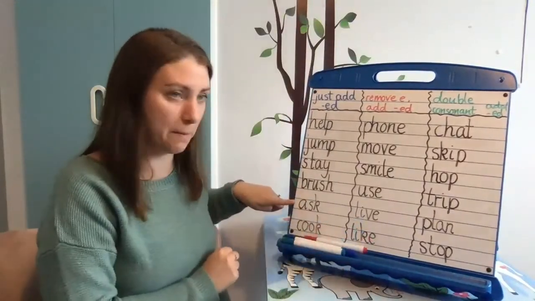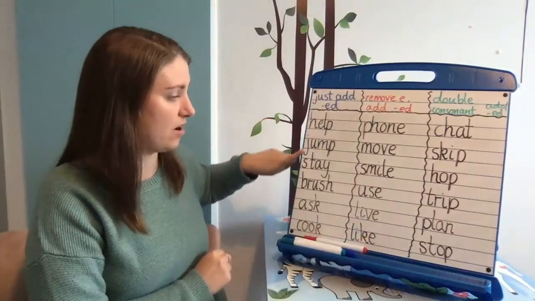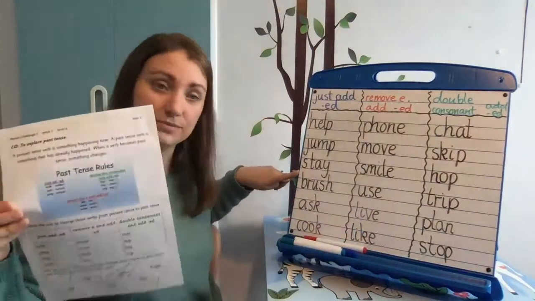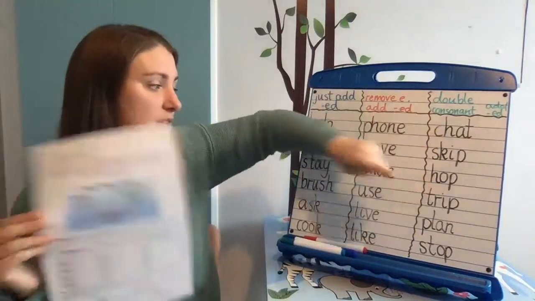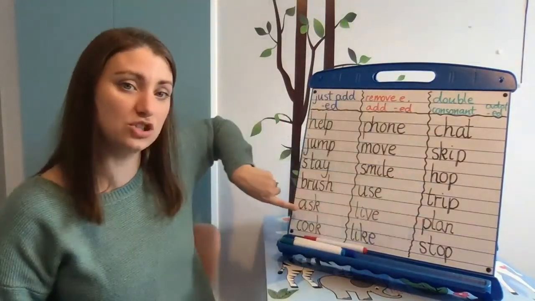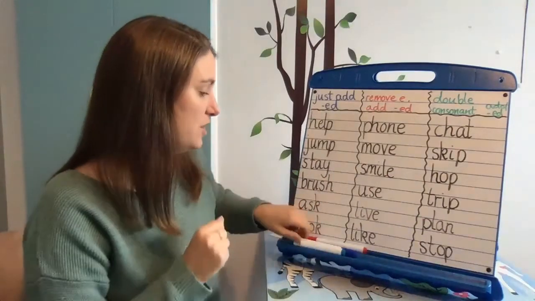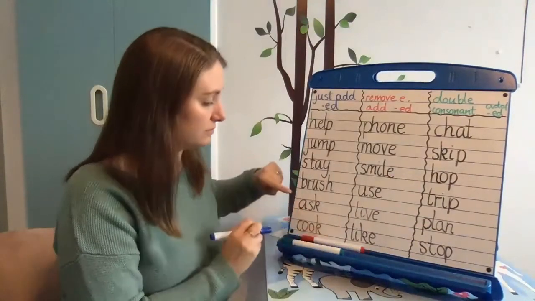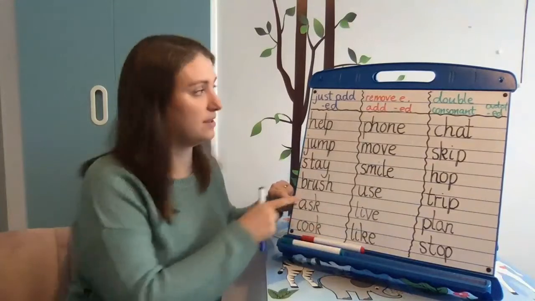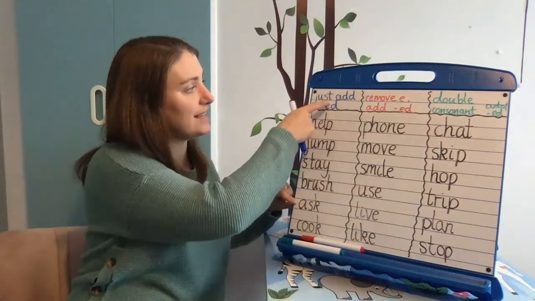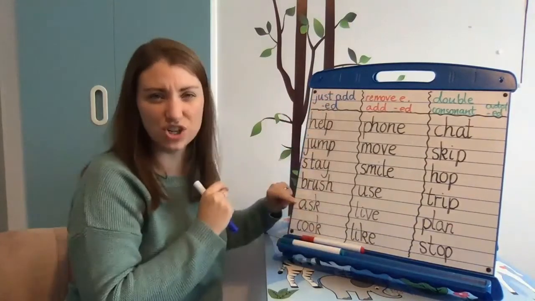I need you to look at the bottom. These here are the words that are on the sheet, the top 12. But I need you to look at the last 2 lines. Okay, so what you're going to do is, I have the word here, ask. It says just add ED. So all of these words I'm going to just add ED.